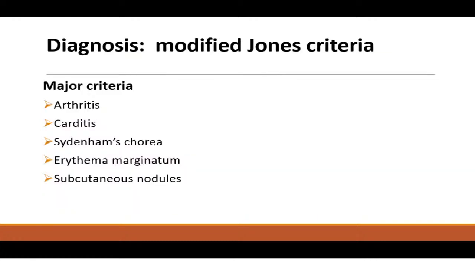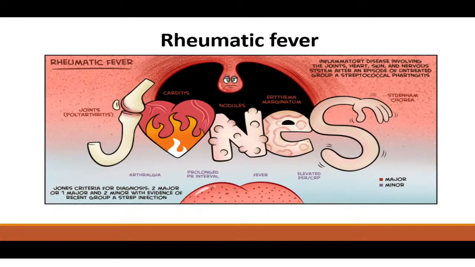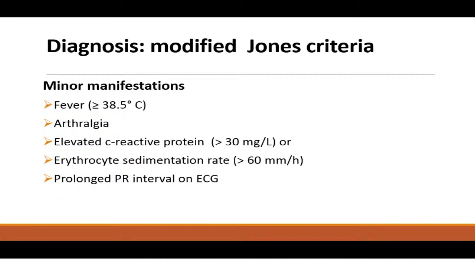So one more time, what are the major criteria? As I said before, it's arthritis, carditis, Sydenham chorea, erythema marginatum, and subcutaneous nodules. You see in the picture, they are quite bright for remembering. And minor manifestations are fever, arthralgia, elevated C-reactive protein, increased erythrocyte sedimentation rate, and prolonged PR interval on ECG.